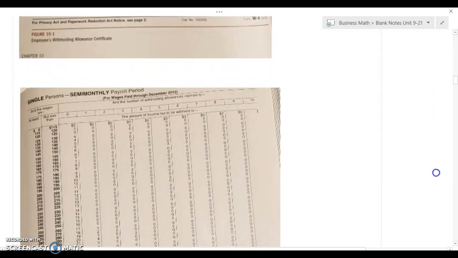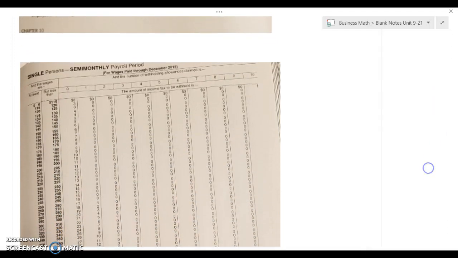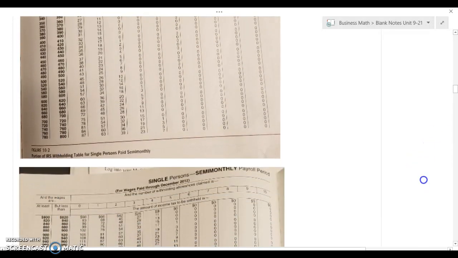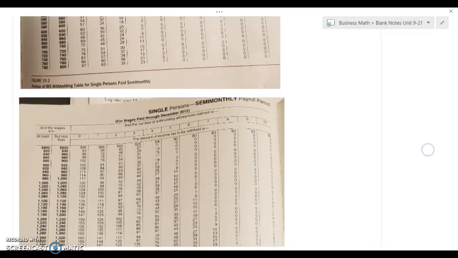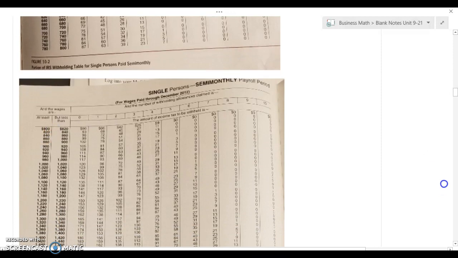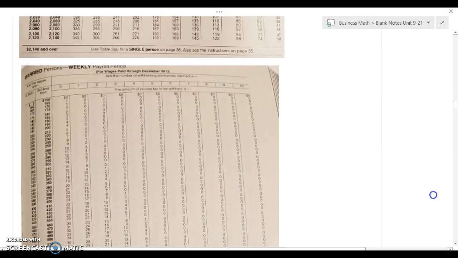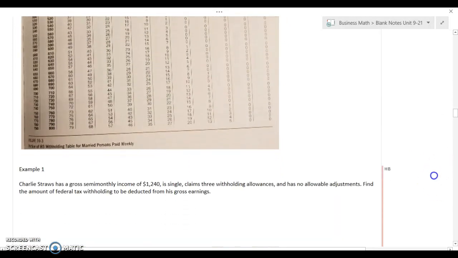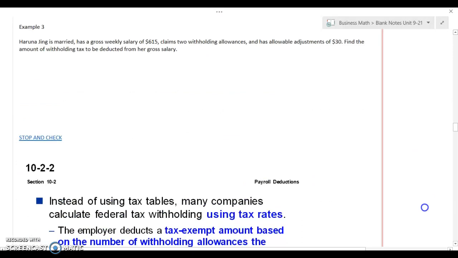These are the forms we're going to be looking at. If you look at the top of this one, it says single person paid semi-monthly. So when you're reading these questions, you need to think about which form we are going to. This one here is single person semi-monthly, but more money. See, it starts at $800. And the next one is a married person weekly, starting at $0. And then we also have more, I think, below, maybe not.